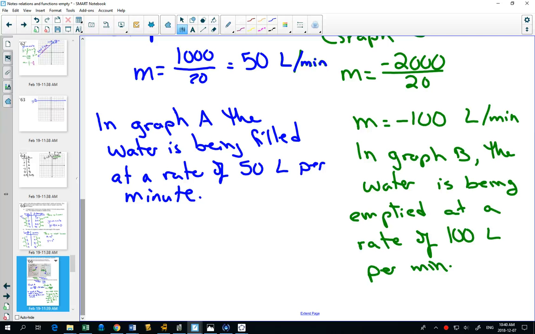Yeah, the word emptied means that it's going down, right? So our description helps show it. Our mathematics uses positive and negative numbers to show increase and decrease. Our language, we can show that using words of where things increase and decrease.